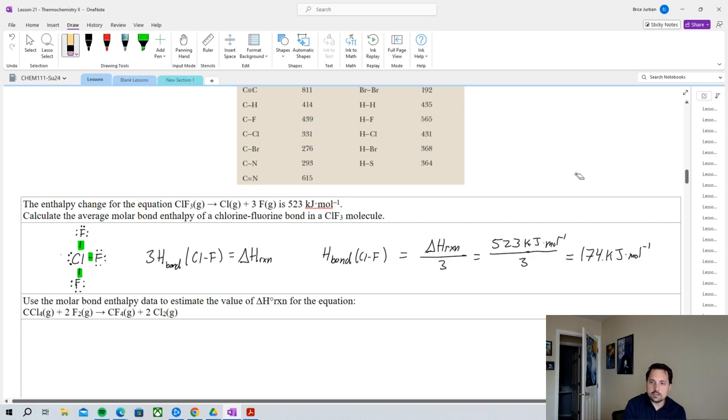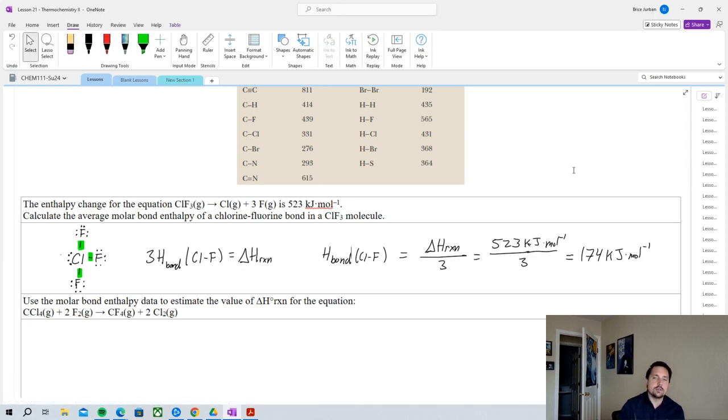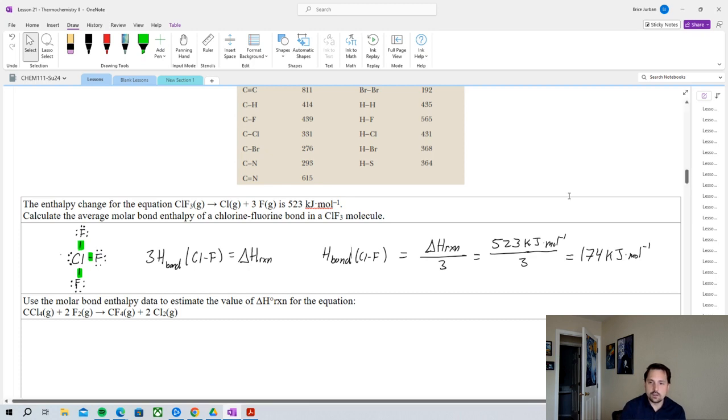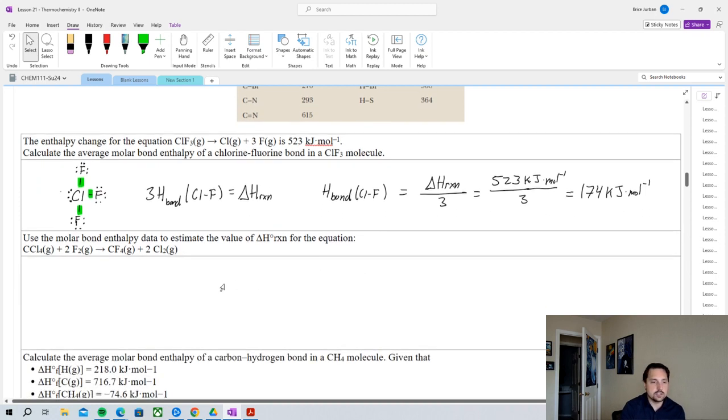And I'm going to leave these all as equal signs, but they're really somewhat approximate. This would be what the bond energy is for this specific molecule, but a ClF bond may vary. So keep in mind that these are approximations.